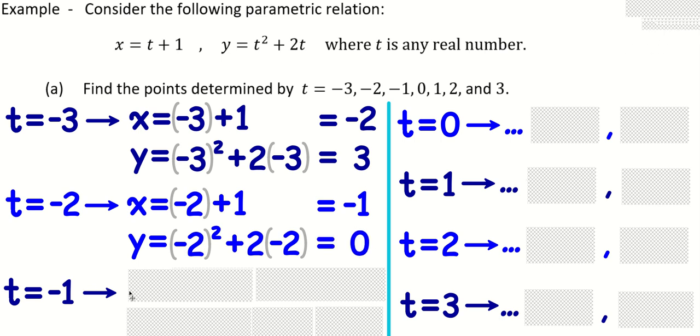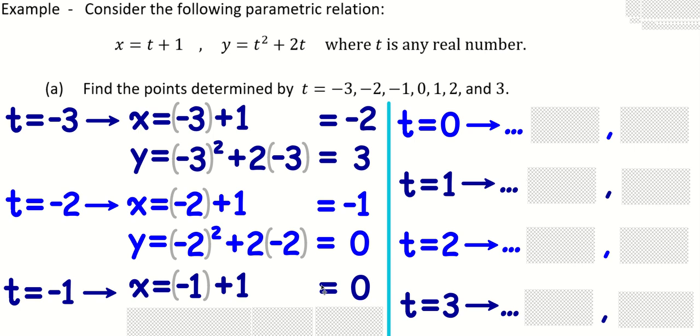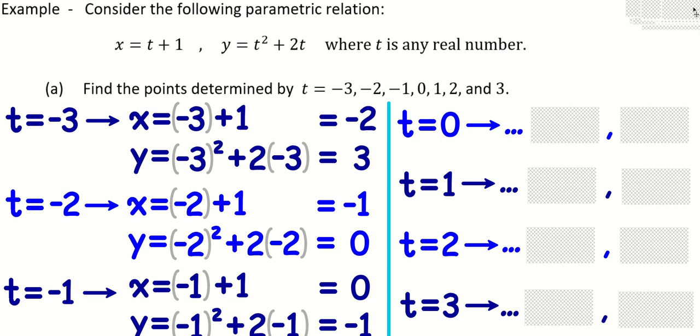When t equals -1, this is the last time I'm going to write out all the baby steps of the work. So what's x going to end up equaling? Well, now t equals -1. So x will now equal 0, and y would equal -1 squared plus 2 times -1. This is 1 minus 2, so that seems correct.